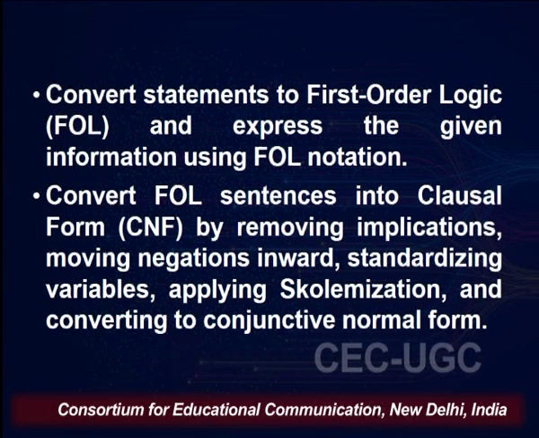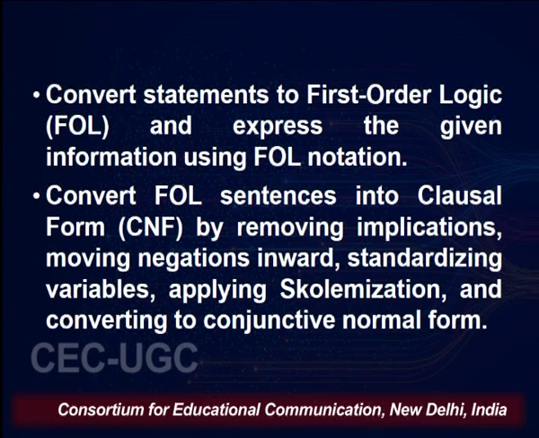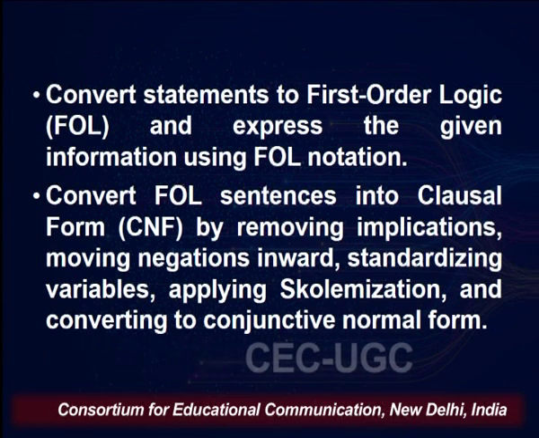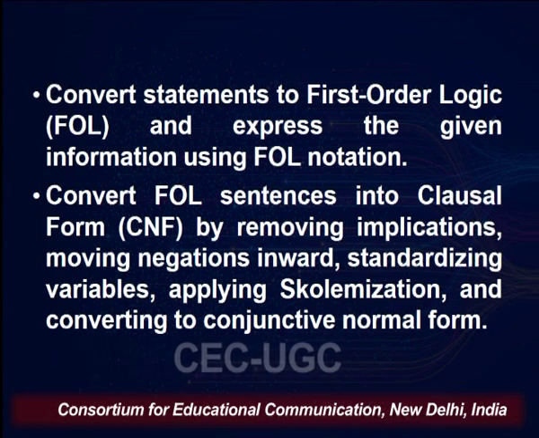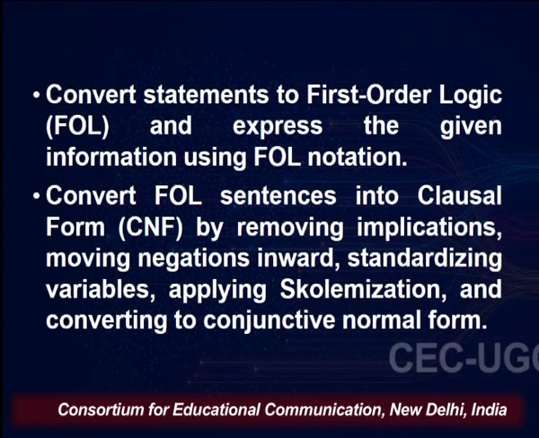some steps are to be done: implications are removed, negations are moved inward, then variables are standardized, Skolemization is to be applied, and then finally some distribution is to be done, and your FOL sentence or your FOL notation corresponding to a sentence has to be converted into the conjunctive normal form, or clausal normal form, we can say. Then the next step is, whatever assertion we need to verify, we need to negate that assertion, because we are going with the proof by contradiction.